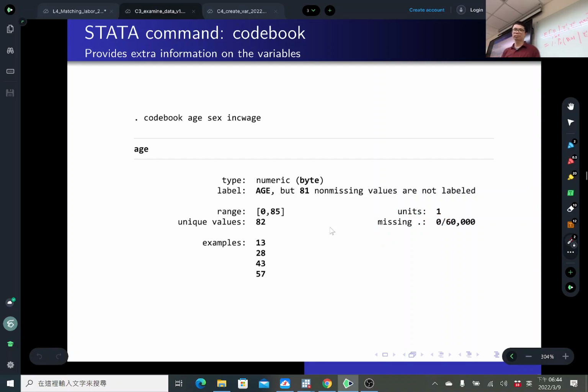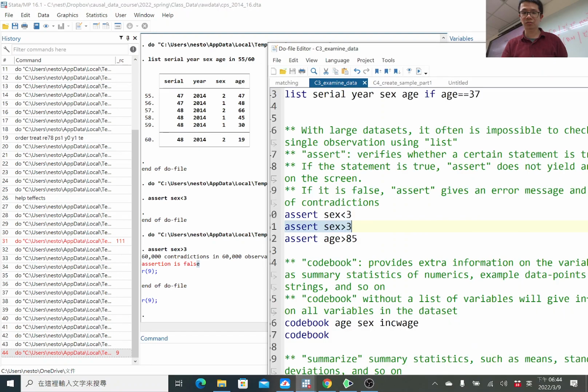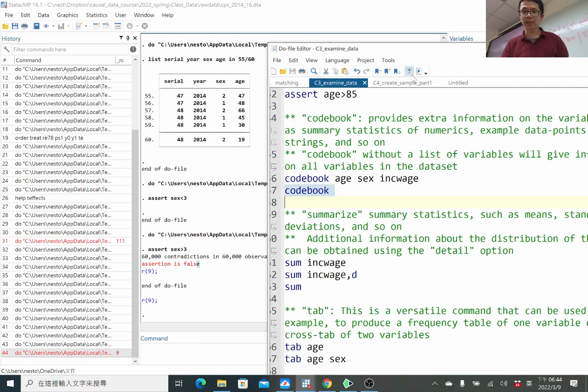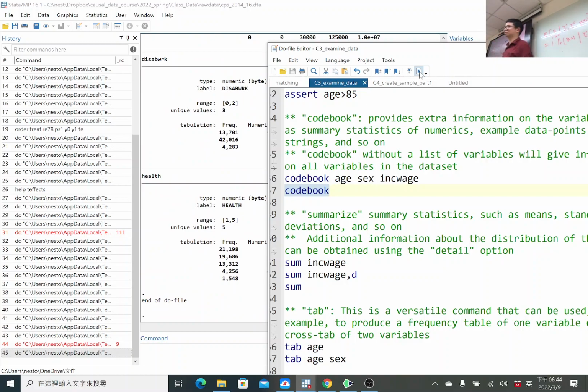Okay, you can do this by yourself. If you implement codebook, it will show all the variables. Okay.